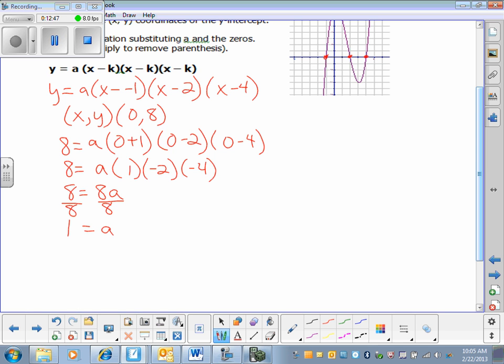So now I've got the equation, right? So I get y equals 1. Let me do it a different color so you can see it. y equals 1 times x plus 1, x minus 2, x minus 4. See that? So when you're doing a picture, the easiest ones to do are the 3 intercepts and then the y-intercept. And last but not least, the last example I'm going to do for you today.